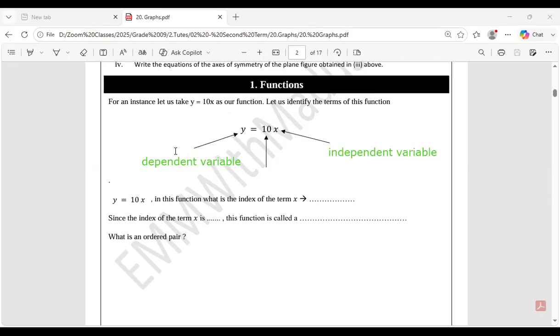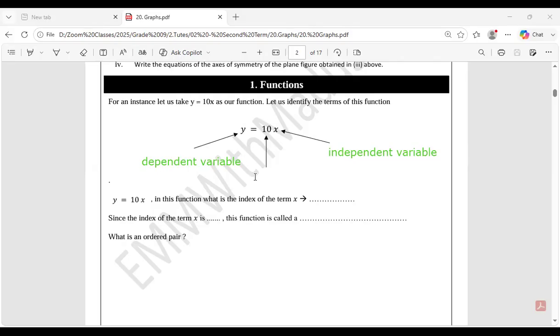They might ask, y depends on which variable? Y depends on the x variable, but x does not depend on y. It's individual and independent. This x variable does not depend on anything. Independent. Right. So please write the dependent variable and independent variable.